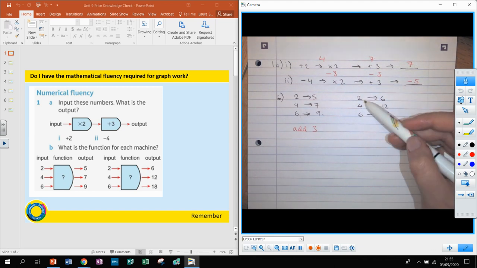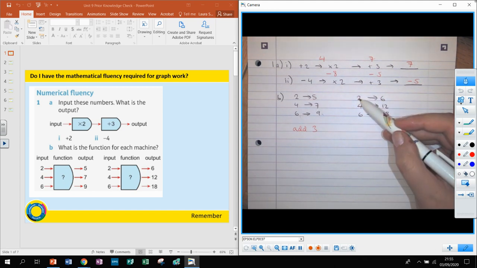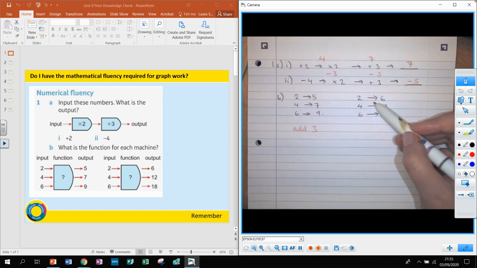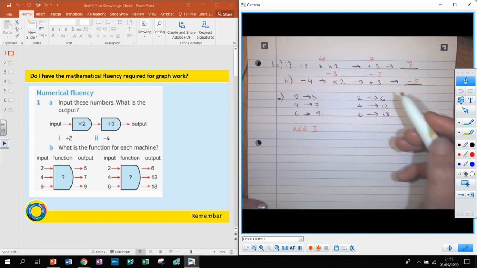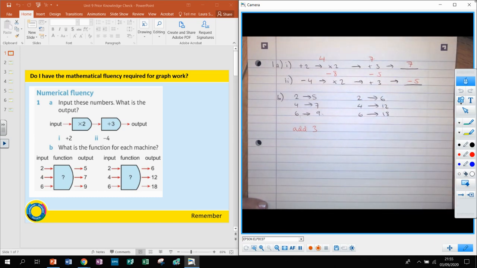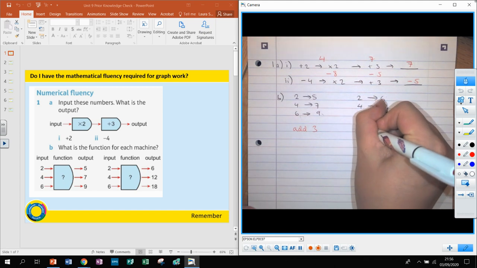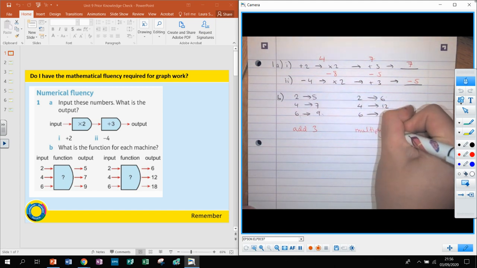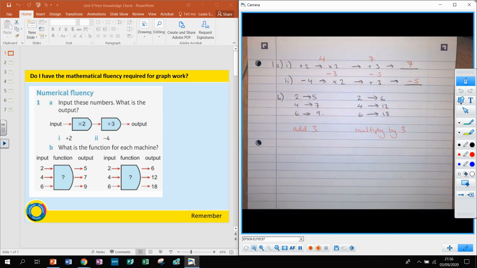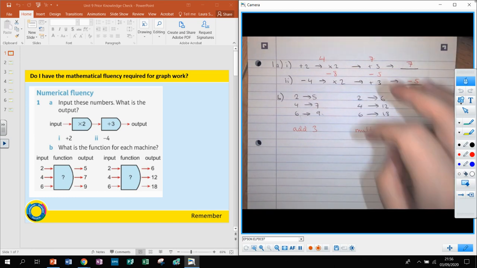And in this case, we look, 2 is becoming 6. Well, that would be plus 4. 4 is becoming 12. That's a much bigger jump. That's plus 8. So I'm now thinking it's not addition. It's likely multiplication. So let's take a look. Well, 2 times 3 is 6. 4 times 3 is 12. And 6 times 3 is 18. Okay, so we know for this one that we are multiplying by 3. So that would be our answer, to multiply by 3. Okay, so well done on that question. Let's take a look at the next one.